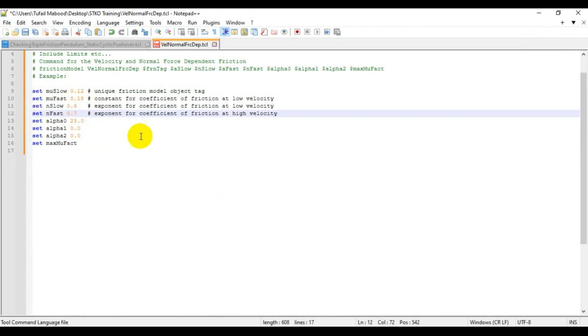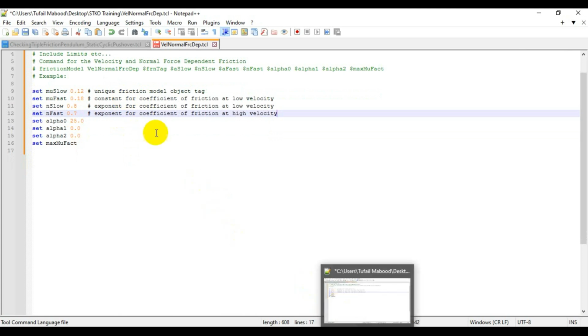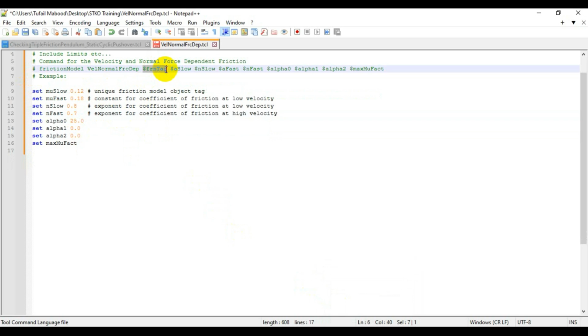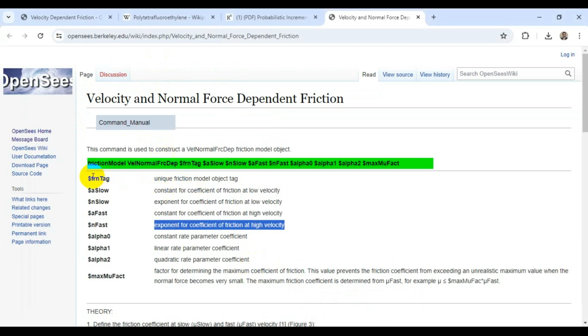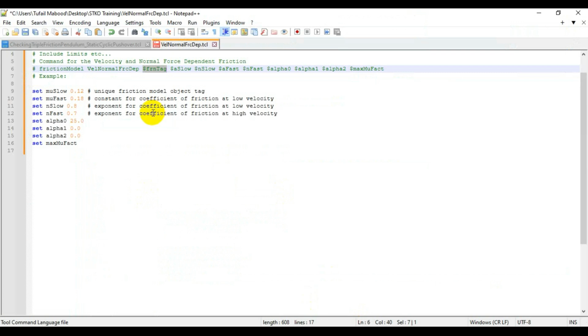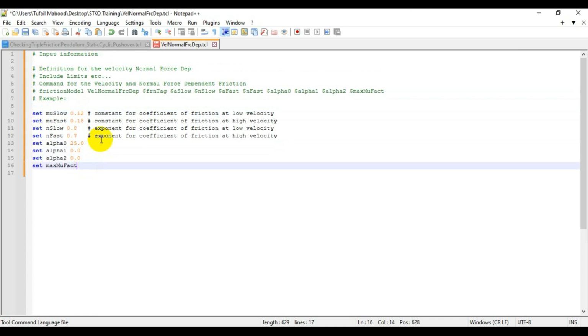This mu slow is not the unique friction tag. The unique friction tag is this one, FRNTAG. So I need to not include it here at this point in the input information, because I had to use it in the friction model. So constant of rotation for low velocity, this should be here. For high velocity, this should be here. And so on. You can include all these information in your file.